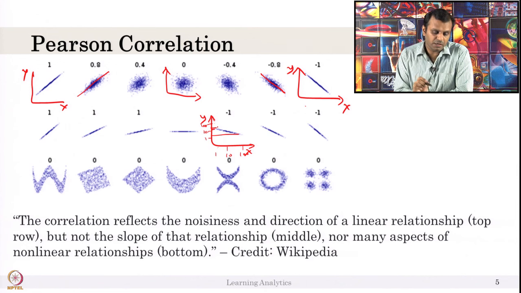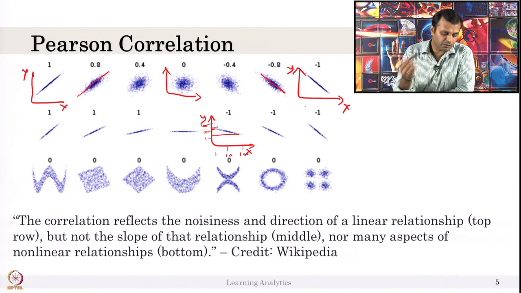So, Pearson correlation will not tell about the slope, okay. It tells whether the direction is positive and whether it is strong or not strong, that is it, okay. Magnitude is what drives it, strong or not strong.